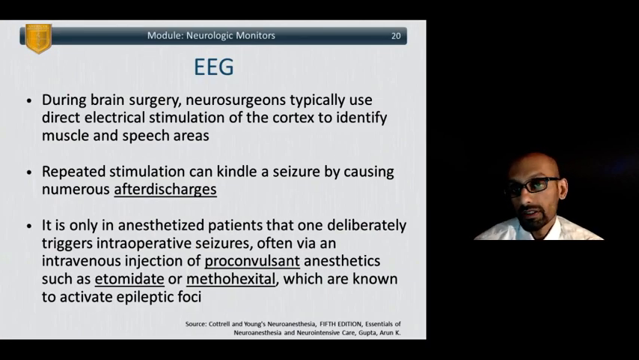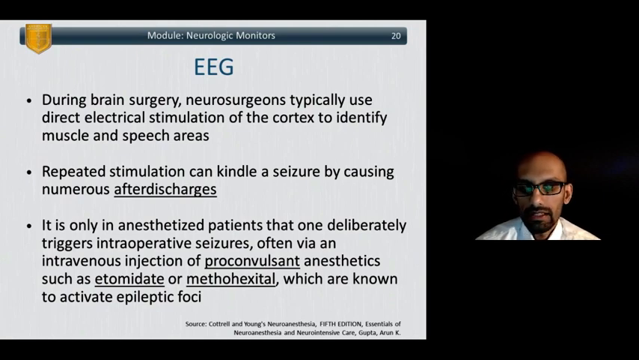So during brain surgery, neurosurgeons typically use direct electrical stimulation or mechanical stimulation of the cortex to identify muscle and speech areas. Repeated stimulation can instigate a seizure by instigating a number of after discharges. So it's only when you have someone under anesthesia that you can trigger the intraoperative seizure, because then you can put it down quickly with an intravenous anesthetic.